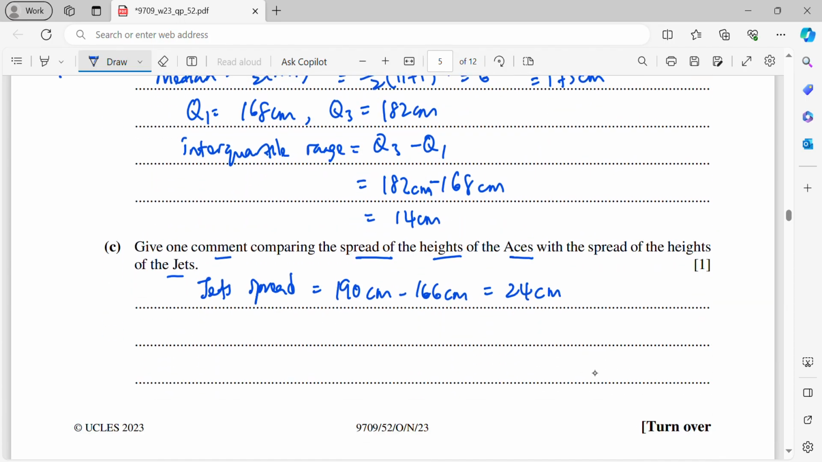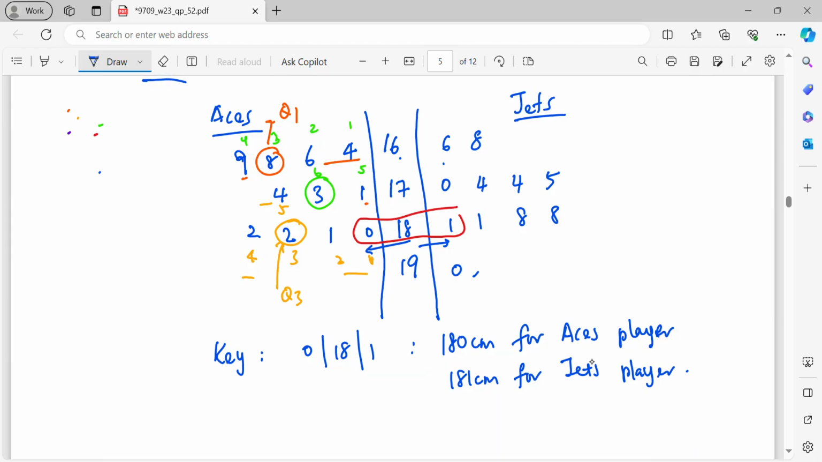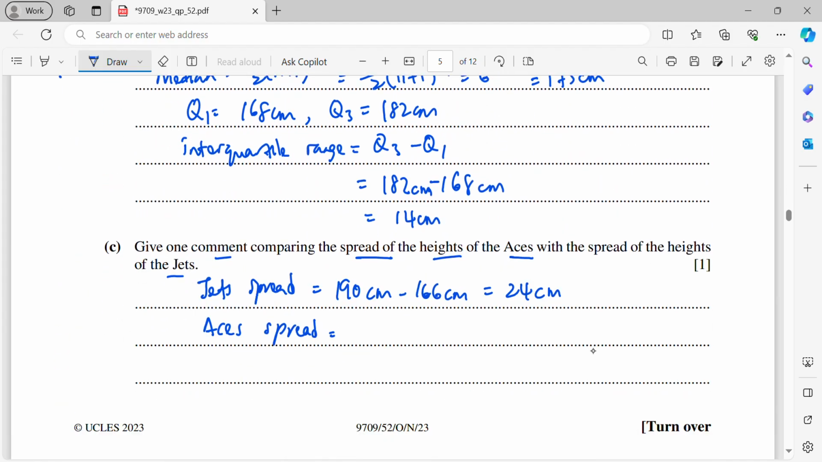Now for aces, it will be highest 182 here and lowest 164. So 182 centimeter minus 164 centimeter. So at last you are getting 18 centimeter. So from here, obviously, the jets' spread is greater than aces' spread. Okay, so my comment is jets. This is the comment.